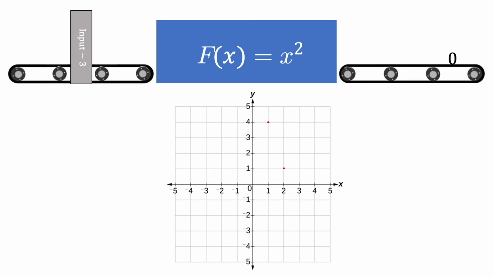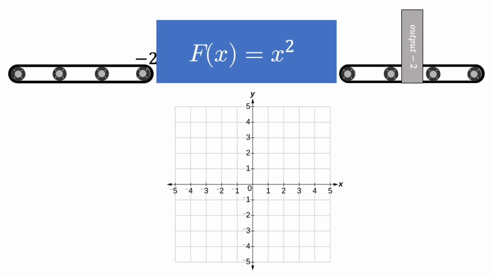When we put in 2, the filter mutates that value into minus 1, and this value is then plugged into our machine where it's squared and comes out as positive 1. This happens for all of the values that we plug in, and the net effect is that we end up shifting the graph to the right by 3 units.